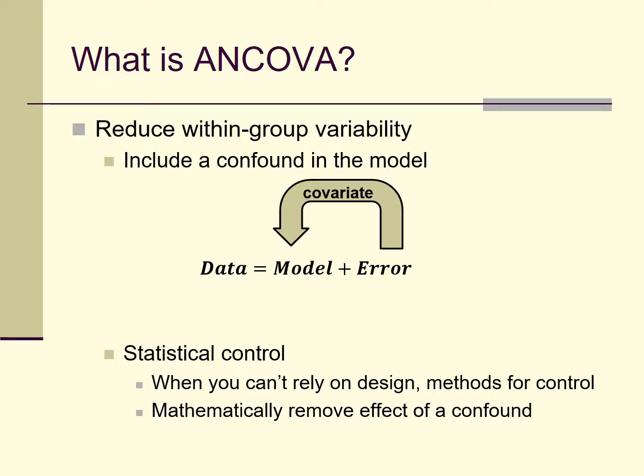Now this hopefully looks a little bit familiar to you because it's basically the idea of hierarchical multiple regression used as a form of statistical control. When we can't rely on design or methods to remove variability associated with a confound, we can sometimes use mathematical or statistical procedures to do the same thing. That's called statistical control, and ANCOVA is really just a way of doing that.